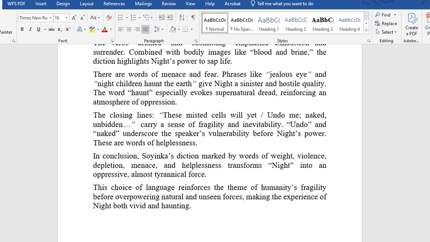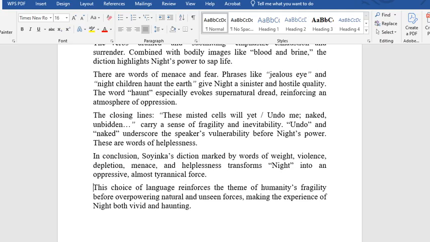There are words of menace and fear. Phrases like "jealous eye" and "night children haunt the heart." This is making reference to those that walk under the night, those that perform evil deeds, like armed robbers, kidnappers, and some other people like that who walk under the cover of the night. This gives night a sinister and hostile quality. The word haunt especially evokes supernatural dread, reinforcing an atmosphere of oppression.